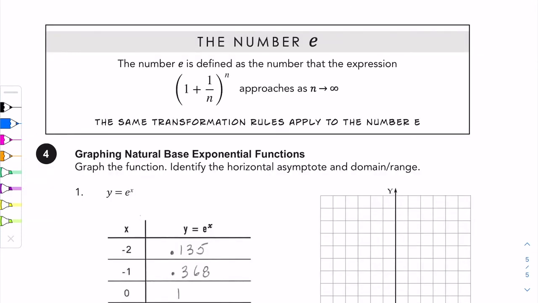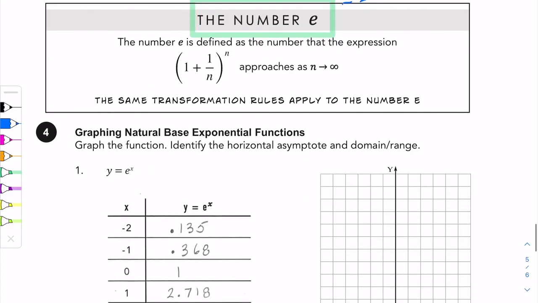For the last part of the notes, we need to learn how to graph an exponential function using the number e. And the number e is a mathematical constant that approximates about 2.718, something like that. Anyways, it's not something you have to memorize. That is the constant value. It's defined as the number that the expression 1 plus 1 over n to the power of n approaches. But either way, you don't have to memorize any of that.